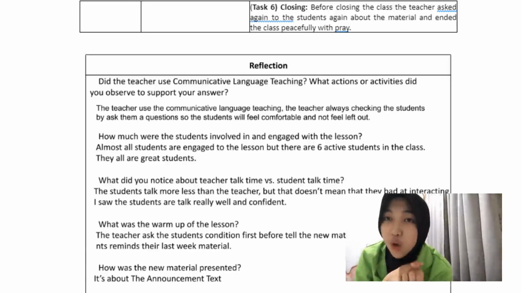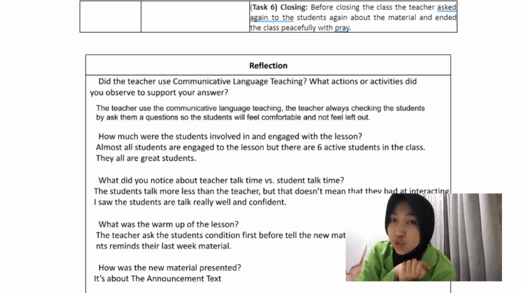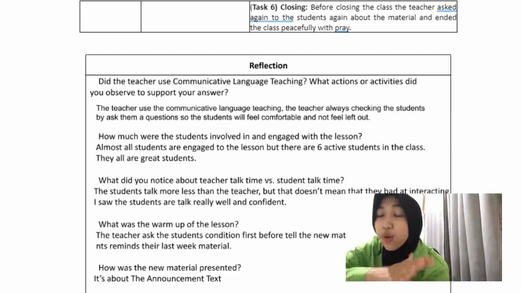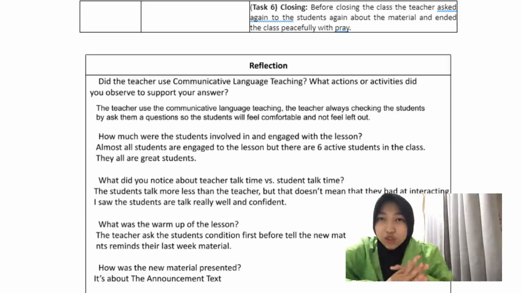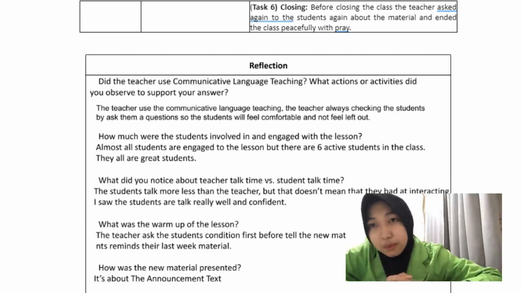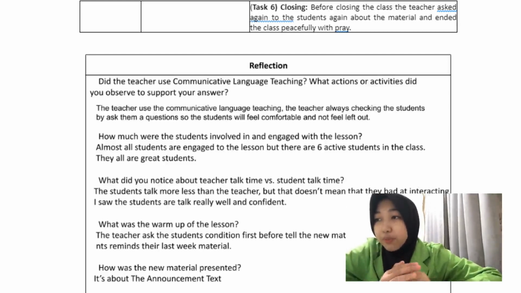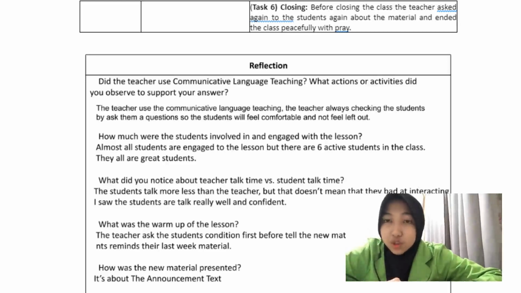The warm-up of this class is that the teacher asks the students about their condition first before they go to the new material, and then the teacher keeps reminding them of the last material, so the students still remember what they learned last week. And then the material presented is about the announcement text, and that's such a great teaching method, I guess, because Alivia teaches very well in the class.